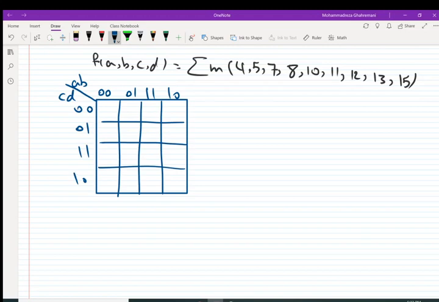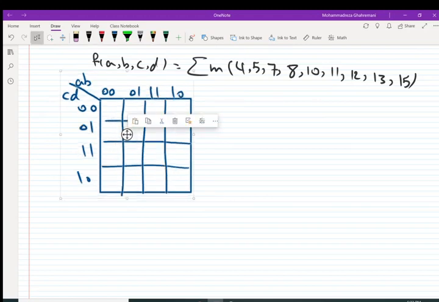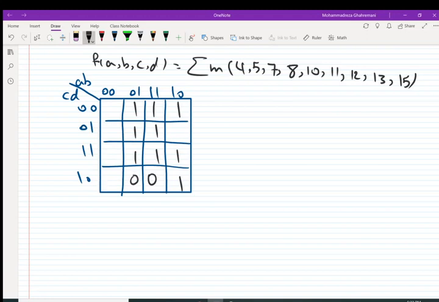Okay, let me copy this. I'm just trying to copy it for our next example. Okay, so let's fill the table with ones. So it's 1, 1, 1, 1, 1, 1, 1, 1, 1. Of course, the other cells are 0.